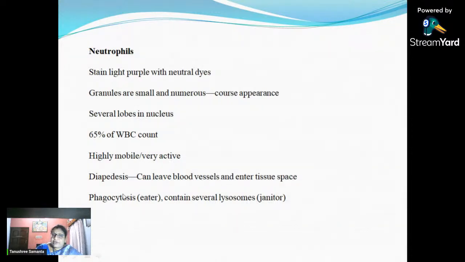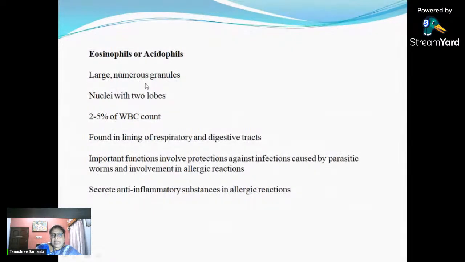They have a character of phagocytosis, and they contain several lysosomes which are important for digesting the material which they have phagocytosed. Because I don't have much time, I will not go into the details of phagocytosis. I'll go into eosinophils, which are large, but they have granules which are much coarser, and nuclei which have 2 lobes. They comprise about 2 to 5% of the WBC count, and are found mainly in the lining of the respiratory and digestive tracts.